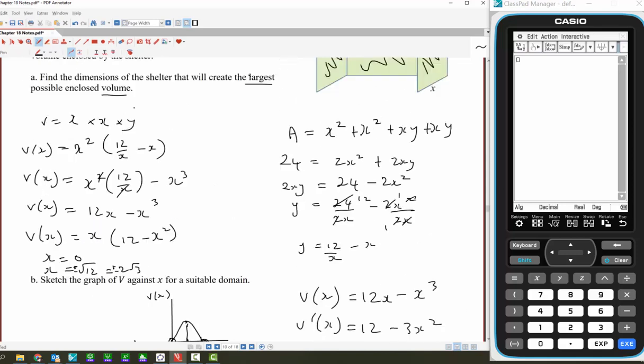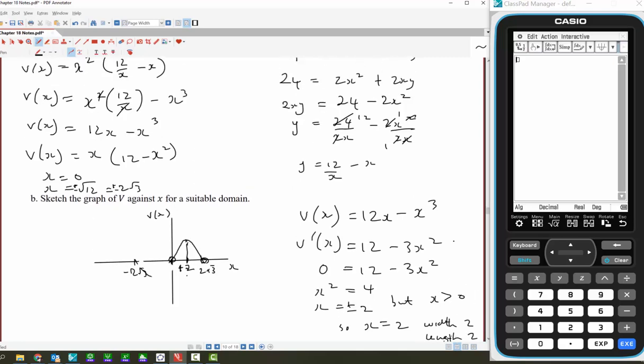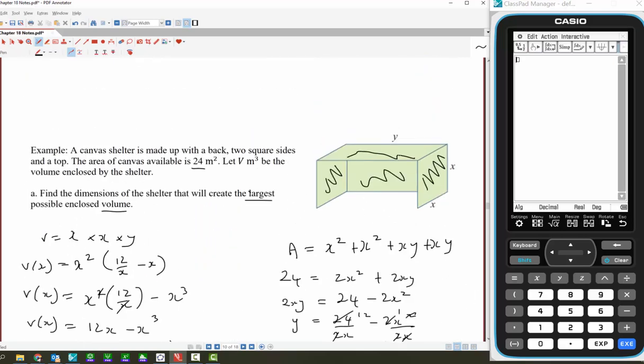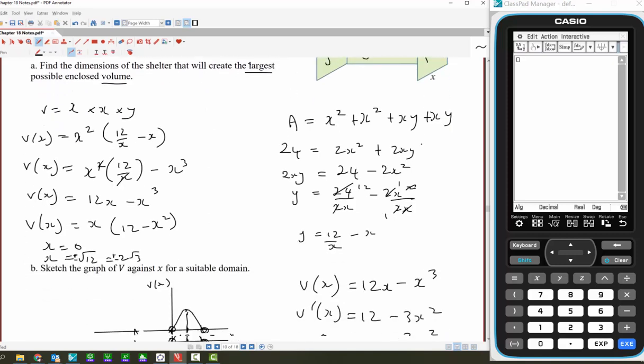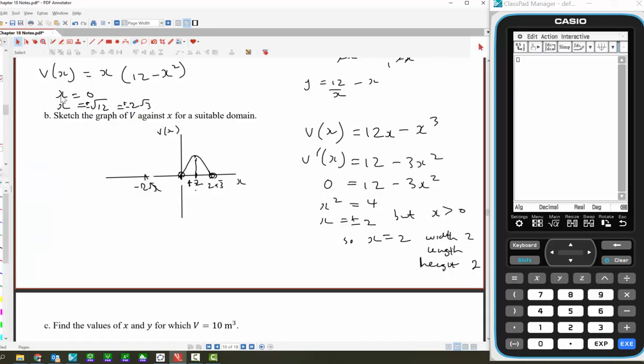Alright, so the dimensions that are going to create the largest possible volume are going to be width 2, length 2, and height is going to be, that should actually be the length. So I'm just going to go height is 2 and length, I'm just going to rub that out. Now the length is found by finding y. So we know that y was 12 on x take away x. I think it was take away x.